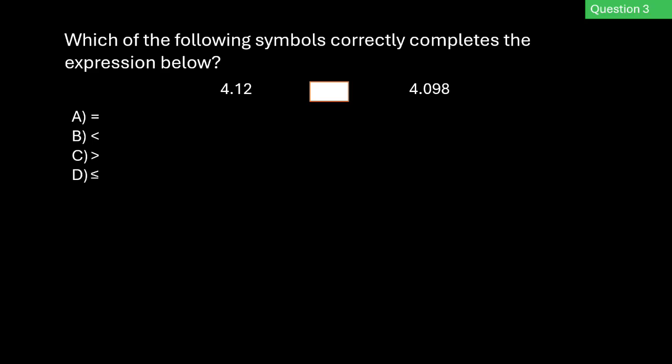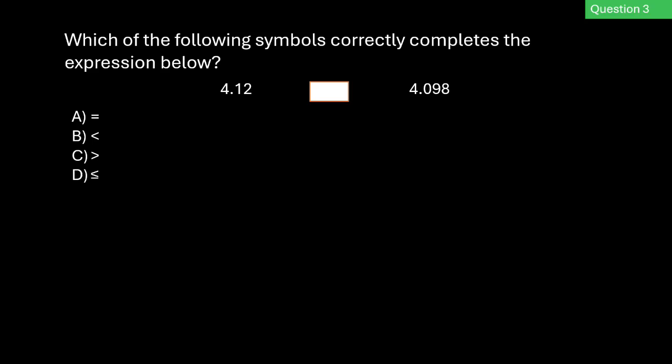Which of the following symbols correctly completes the expression below? We have 4 and 12 hundredths and 4 and 98 thousandths. Is it equal to, less than, greater than, or less than or equal to?